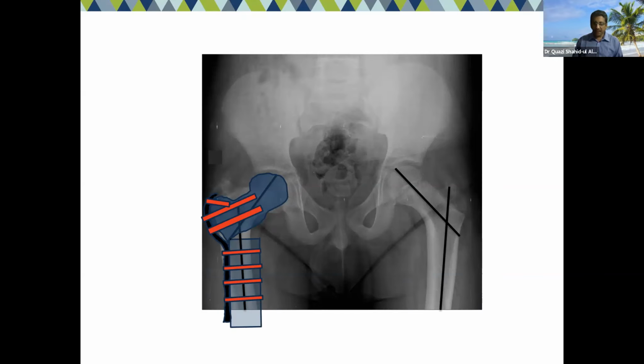If you want to do the varus osteotomy, you will do almost the same thing, but instead of angulating the DCP's distal side away from the midline, you will put it towards the midline.